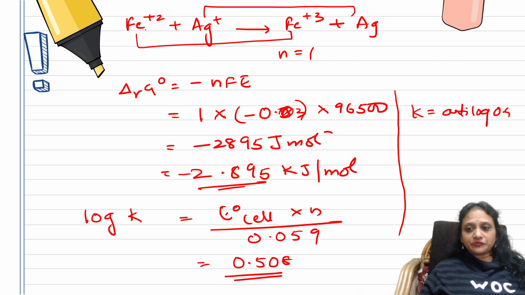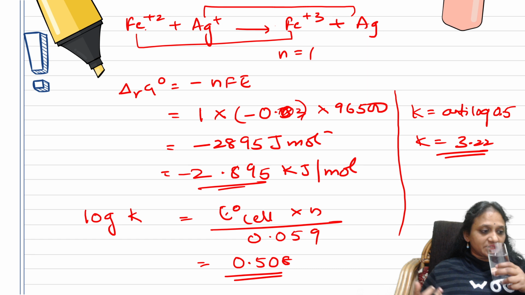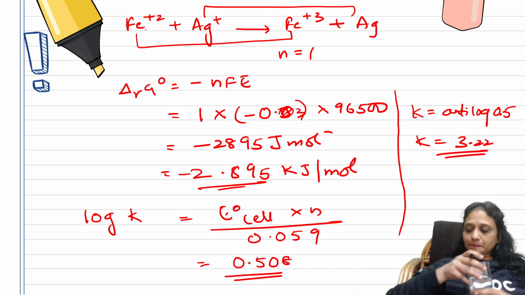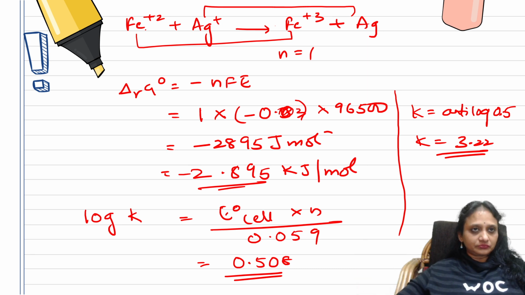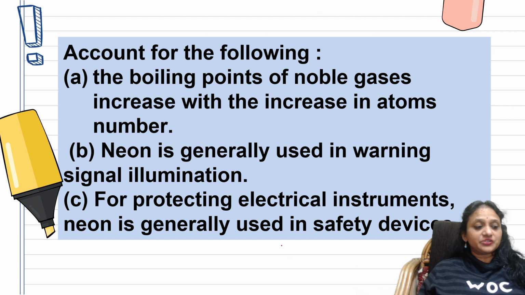Antilog 0.5, K is equal to that. So here 3 steps are there. First, calculating E naught, then calculating delta G naught, then calculating log K value. Right, students? Log K value also. These are all the 3 steps which we have put. Right. Let us see the next question of inorganic chemistry.